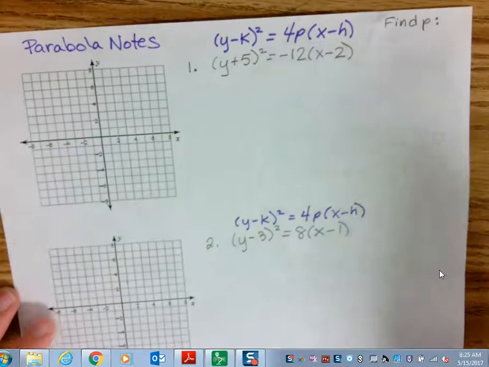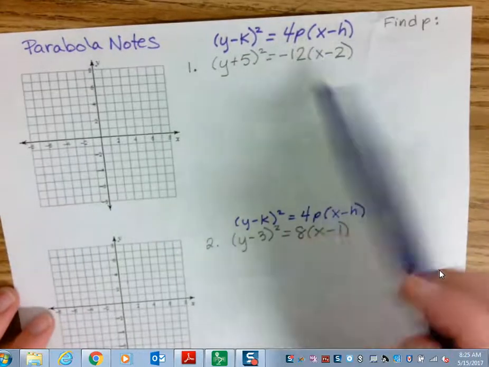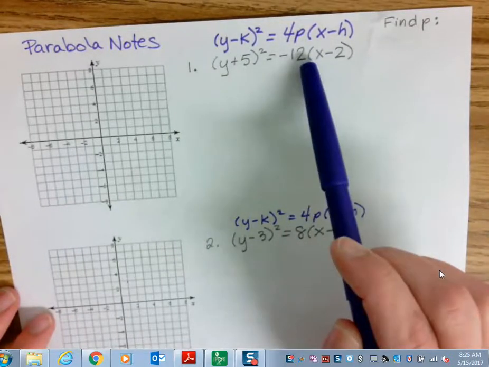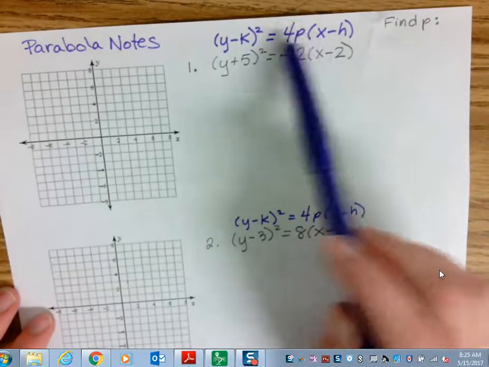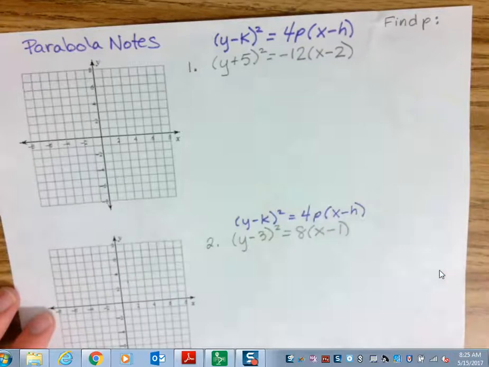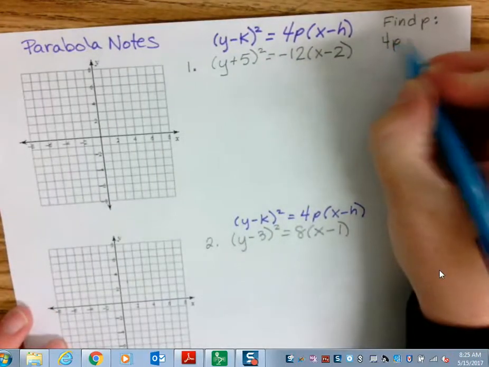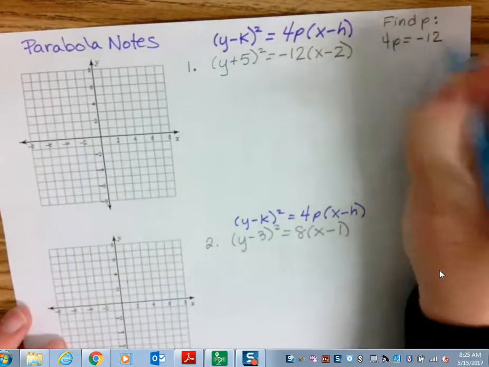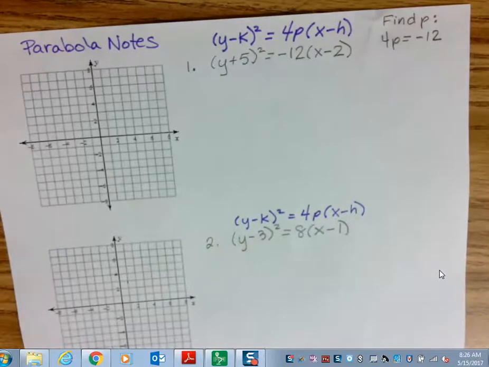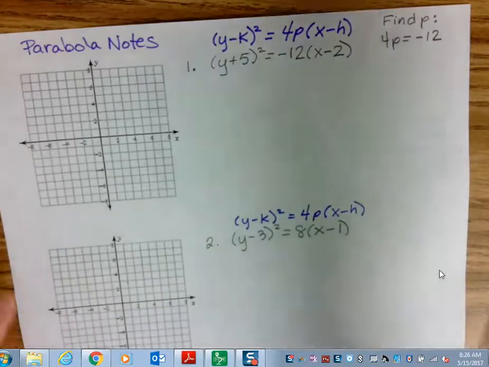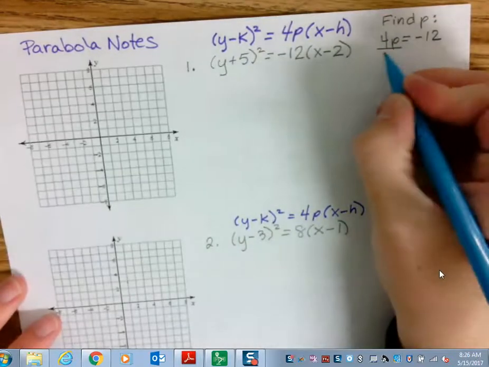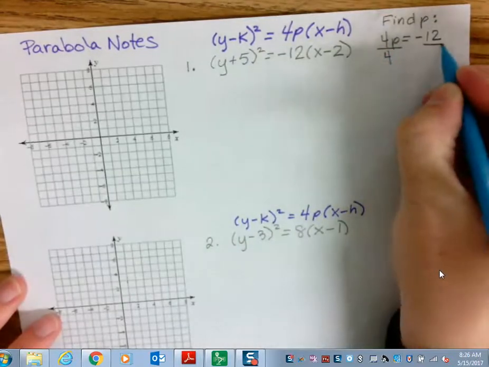First thing I want you to do is find p. So you can see the negative 12 is factored out from the x term, and 4p is in the same place as negative 12. So you set 4p equal to negative 12, and then just divide to find the p-value. So the p is a constant that you're going to use to find some important things in your parabola.